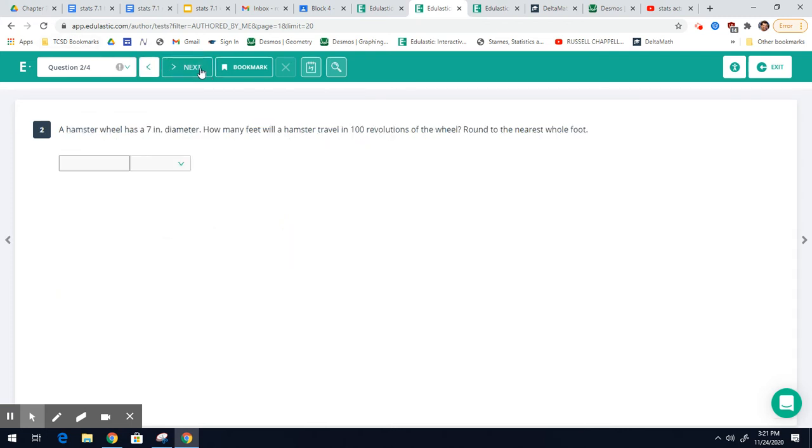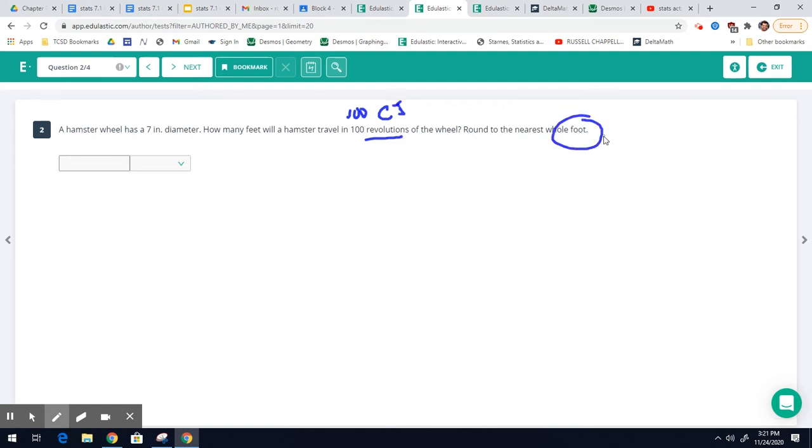All right, next problem here. It says a hamster wheel has a 7-inch diameter. How many feet will a hamster wheel travel in 100 revolutions of the wheel, round to the nearest whole foot? So a couple things, okay? Number one, this revolutions idea means circumferences, right? Each revolution is one circumference, so this is 100 circumferences. So once you find the circumference and multiply by 100, there you go.